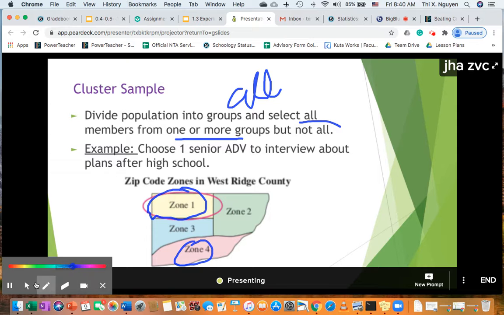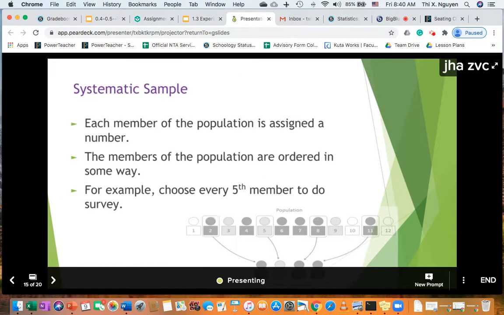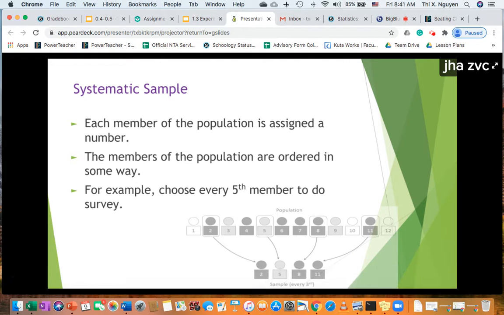The next one that we'll talk about is systematic. I think it's the easiest one to understand. Systematic means that you have a system, you have a specific way of doing things. It's very organized. You know what you're doing. You set a pattern. There is a pattern to this.